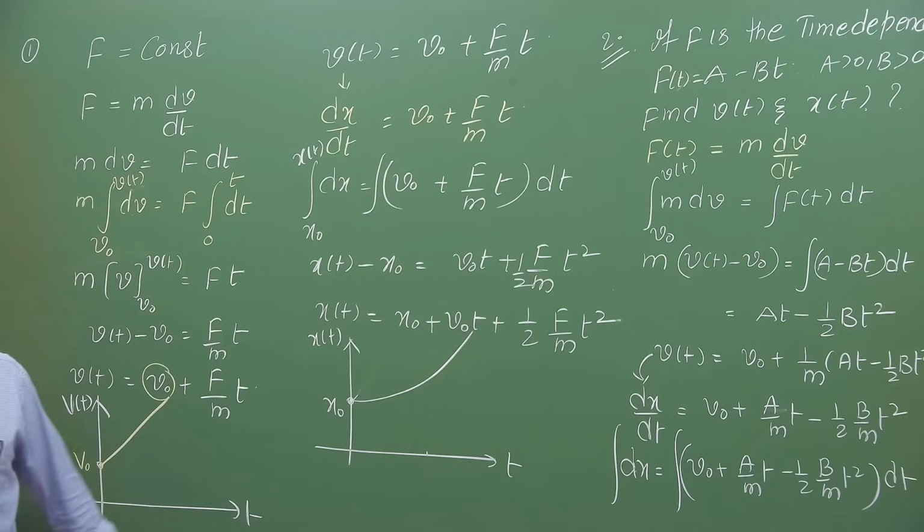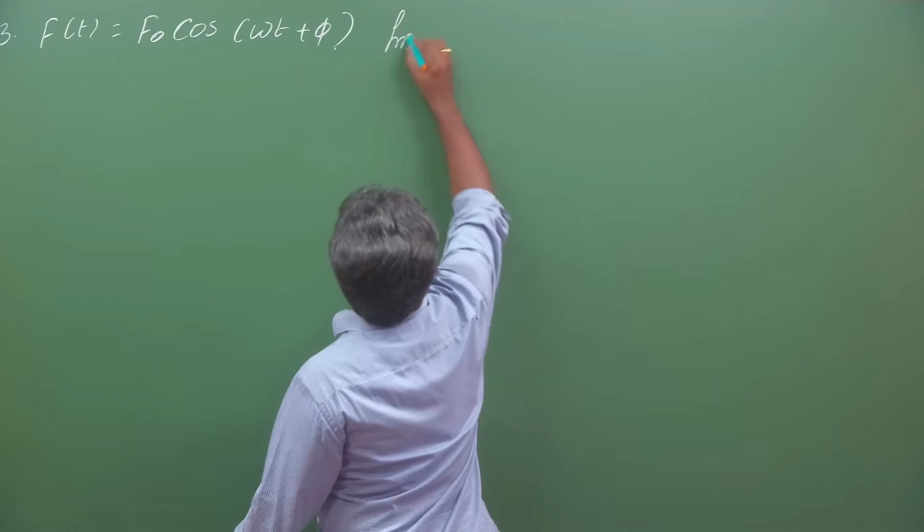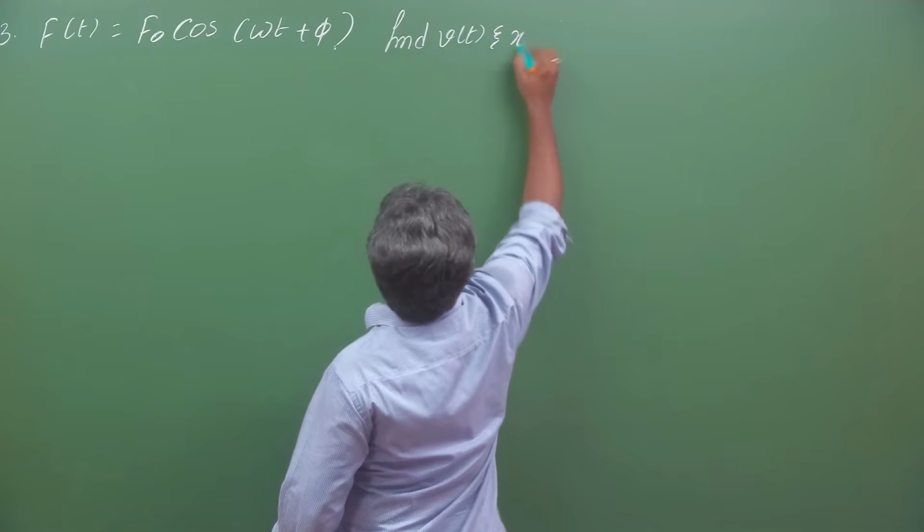Those who have completed, go to the third question. F of t equal to f naught cos omega t plus phi. Do one problem yourself, you will get confidence. Go to the next question. F of t equal to f naught cos omega t plus phi. Same. Find v of t and x of t.